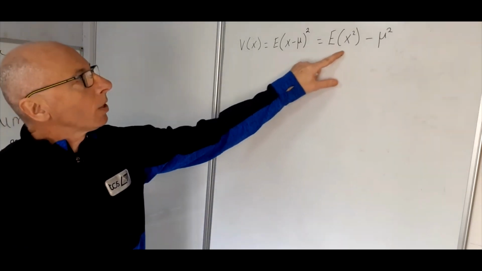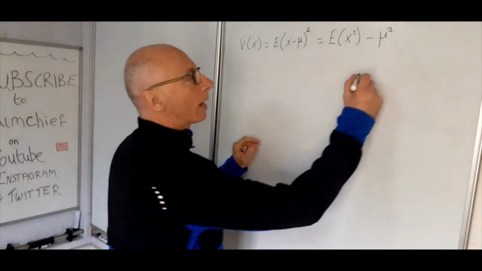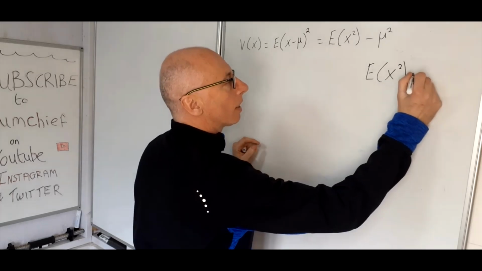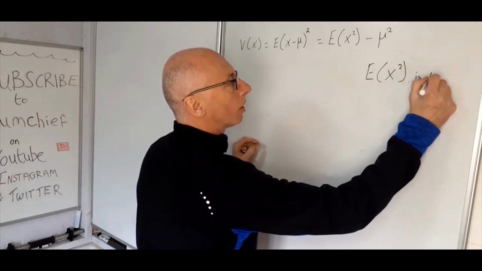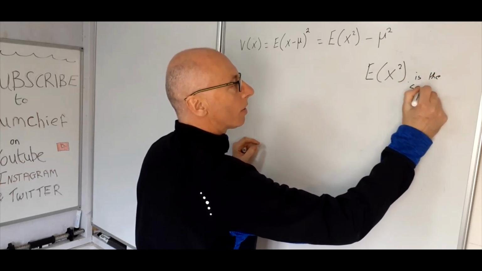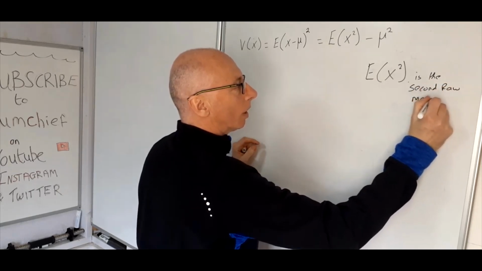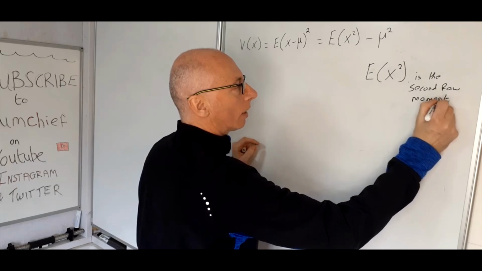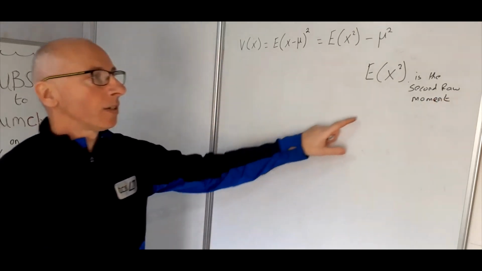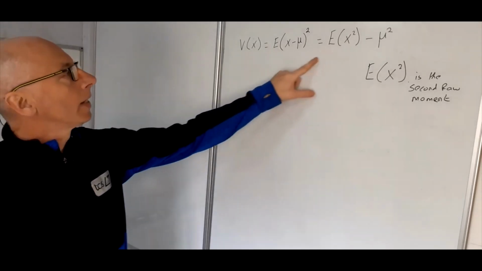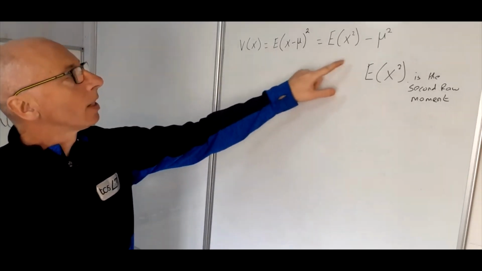Now just a quick point here to this E of x squared. This is the second raw moment. I've got a link in the bottom of this video where you can see how we calculate the raw moments. Okay, so how are we going to prove this?